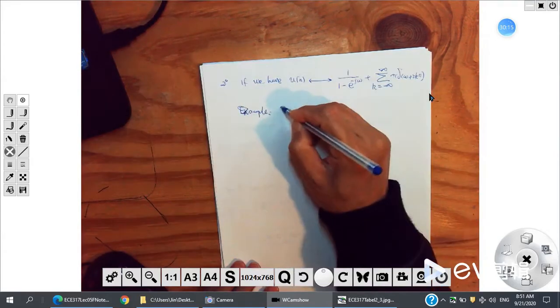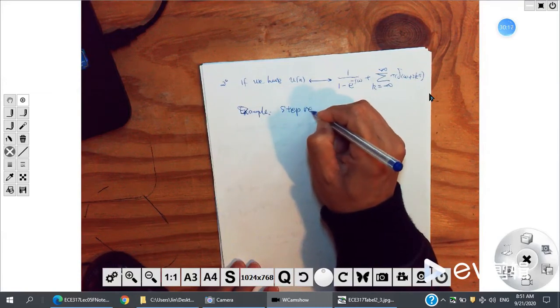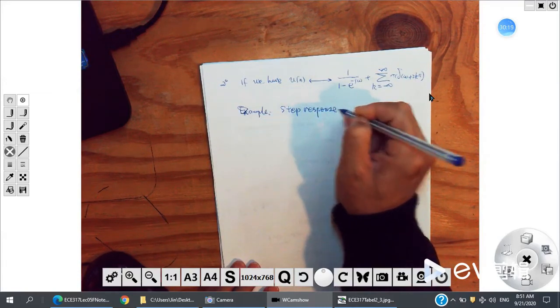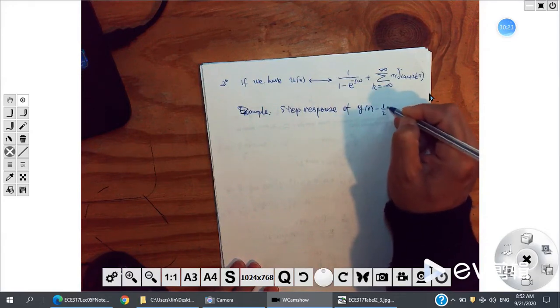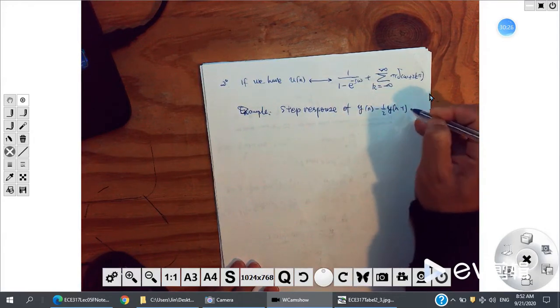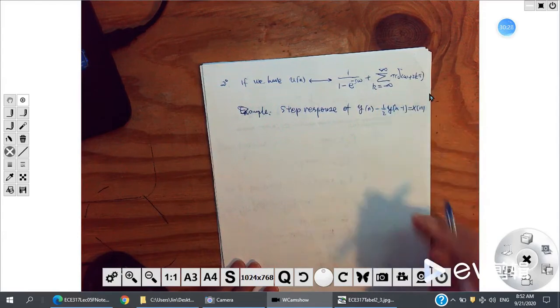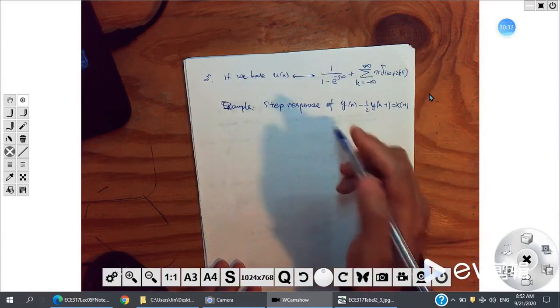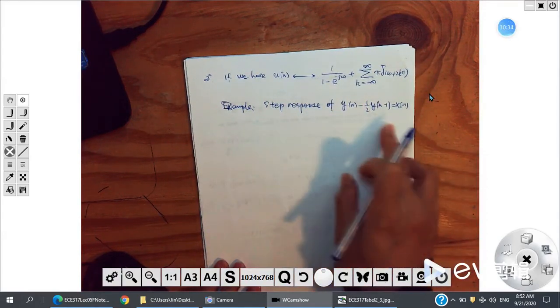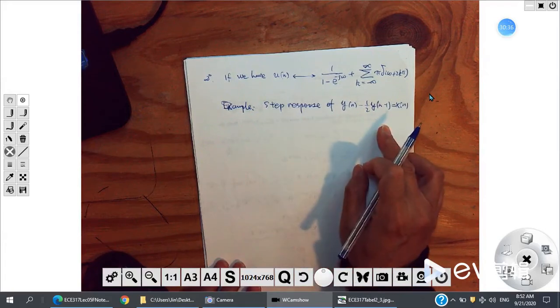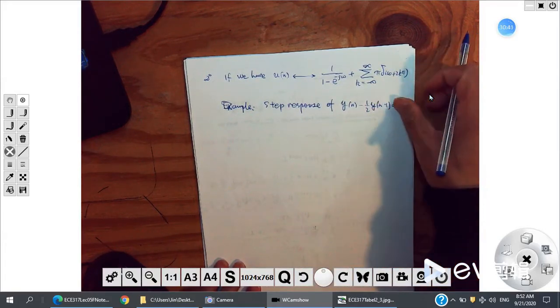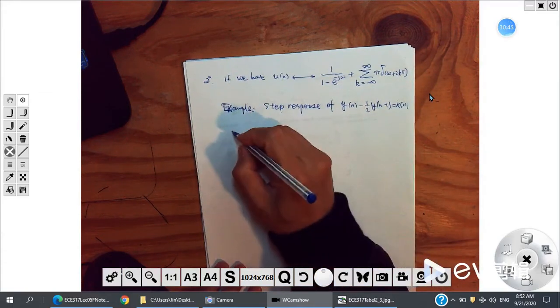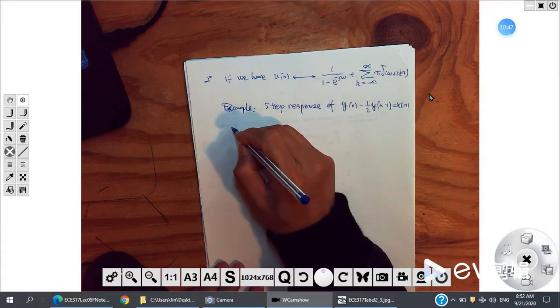Then when you perform, for example, just use an example. We consider the step response of y of n minus 1/2 y of n minus 1 equal to x of n. We consider this one, the step response. The main problem is how to find the particular solution, right? The homogeneous solution will be 1/2 to the n times a constant, right? So for the particular solution, we use the Fourier transform, right?